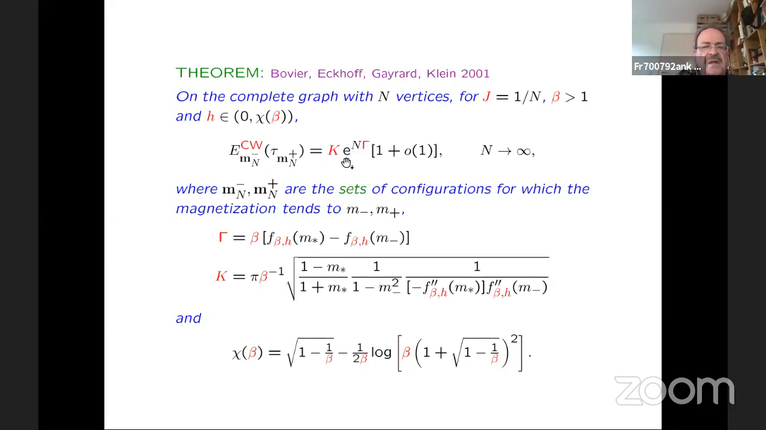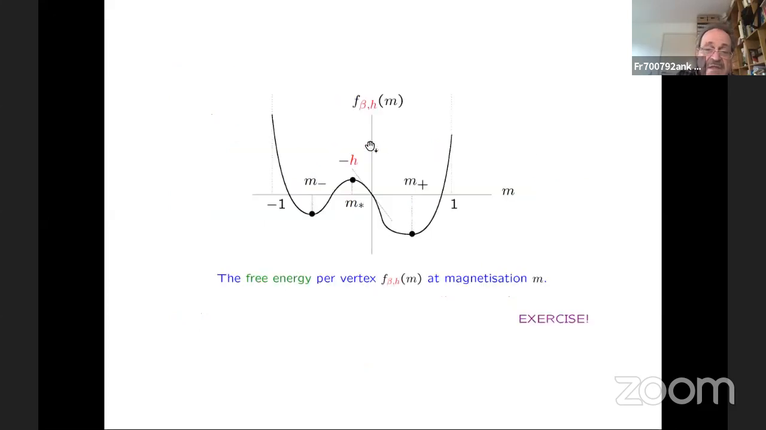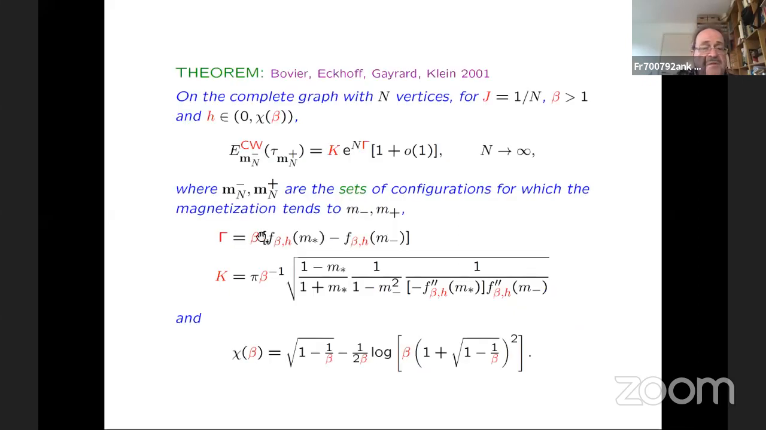It's a prefactor, and it's e to the n times a gamma, and this gamma is exactly the free energy height that the system has to go over times beta. So if you have your curve, and this FBH is completely explicit, you just look at what this barrier is, you multiply it by beta, and that is what your gamma is. Your beta can be any number larger than 1, because 1 is the critical value for which the phase transition would disappear. And so this is a very natural thing in the metastable behavior.